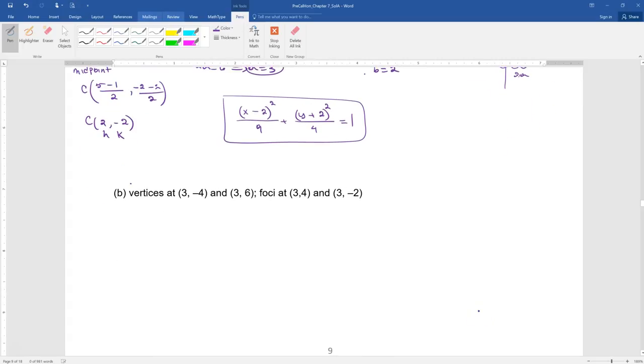All right? So here we have the vertices, and the distance between the vertices is what?